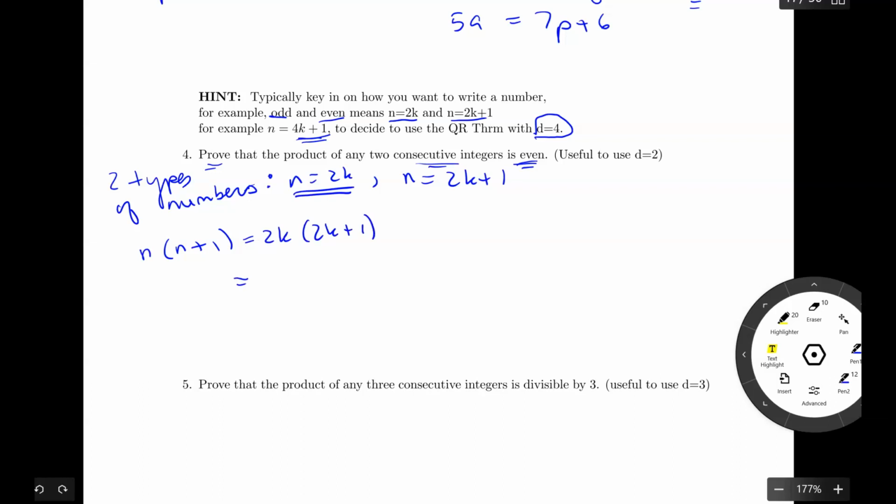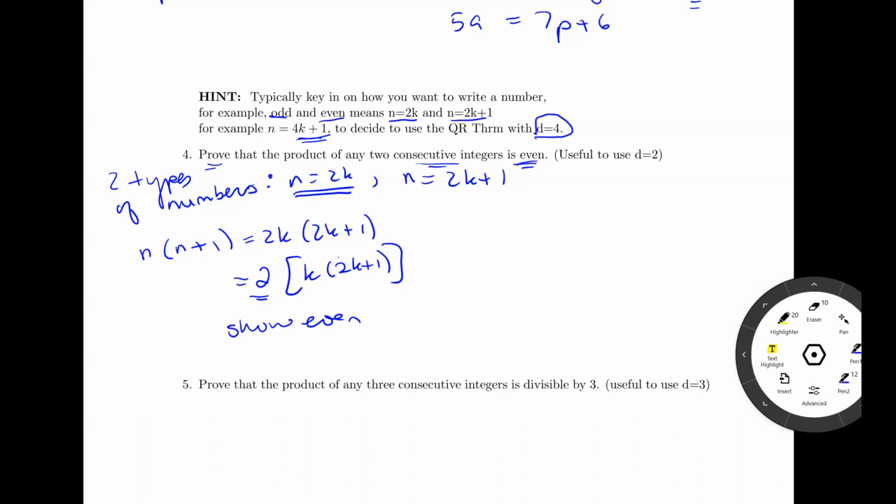And I can say this is the same thing, just regrouping it, right? 2 times k times 2k plus 1. This shows that it's even, because I've made it a multiple of 2. Okay, so now I need to use the other case. This was the case when n equals 2k. Now I need to use the other case.